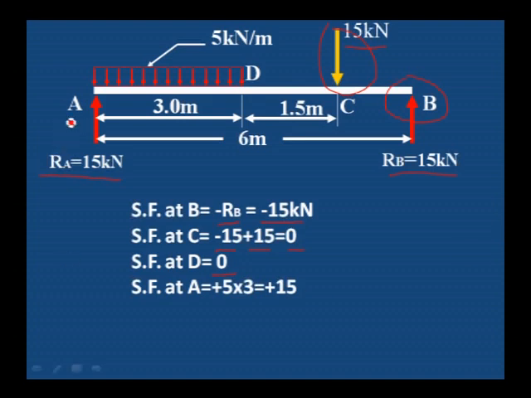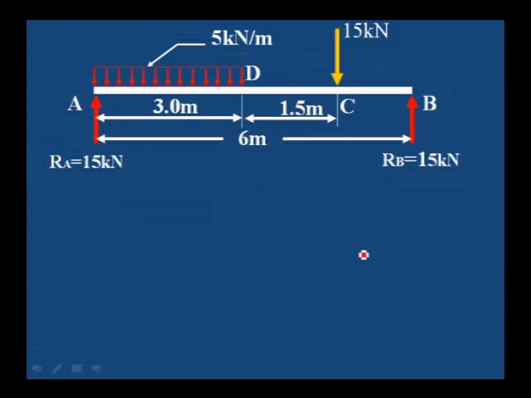Next, shear force at A. At A, the previous value is 0, plus the 5 kilonewton per meter into 3, that is total load 5 into 3, 15 kilonewton. You can observe that the 15 kilonewton we have got here is the same as the RA value. Always, the shear force at the left portion should be equal to the RA value, and at the right portion the RB value. In between, whatever the load is there, according to that we have to calculate.